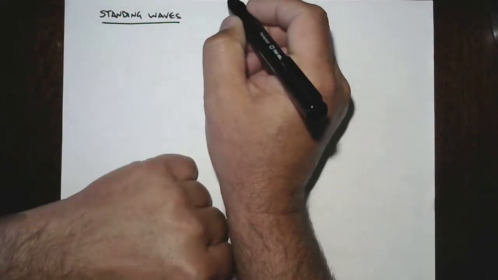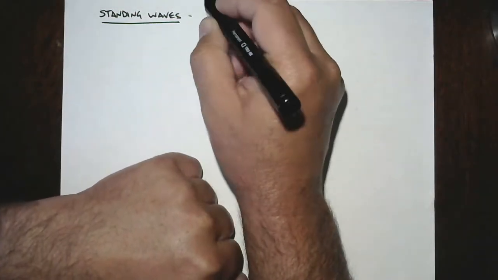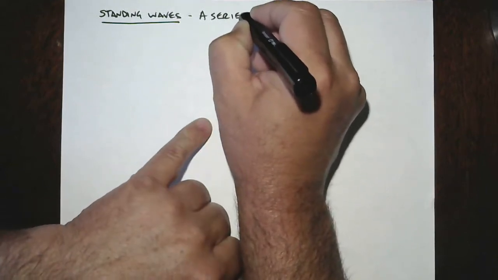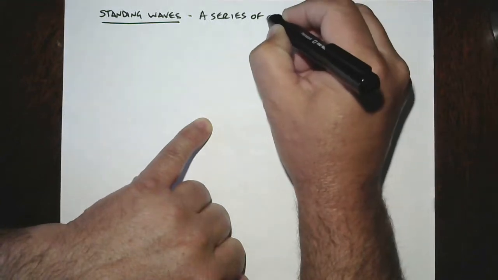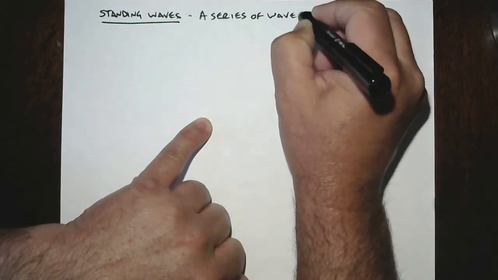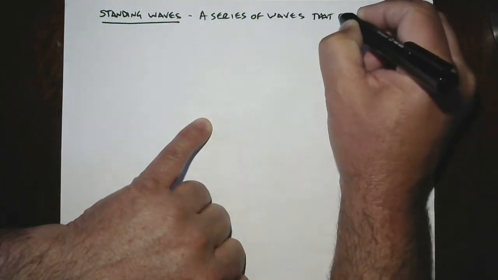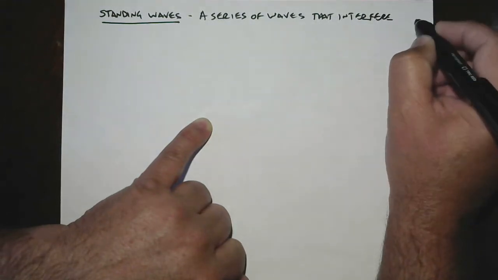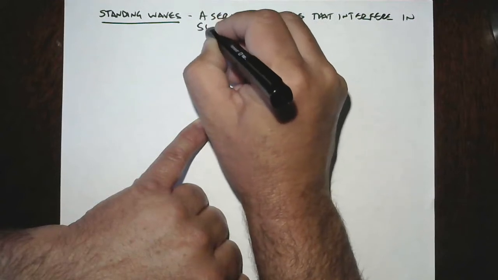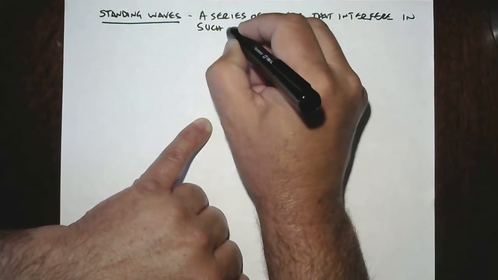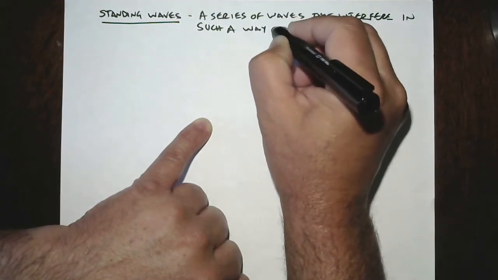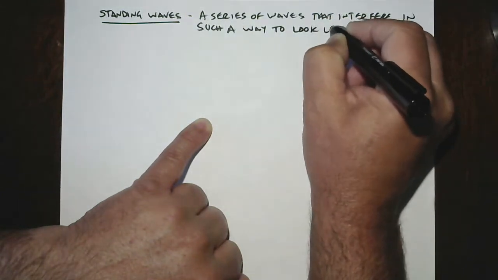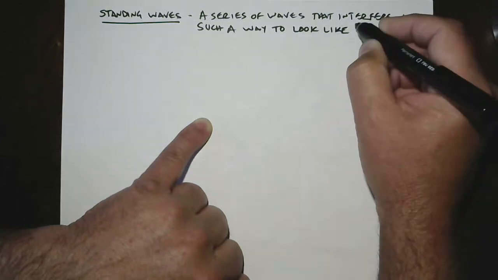And standing waves are a little bit of a misnomer, I guess. A standing wave is a series of waves that interfere with each other in such a way as to look like they are standing still.